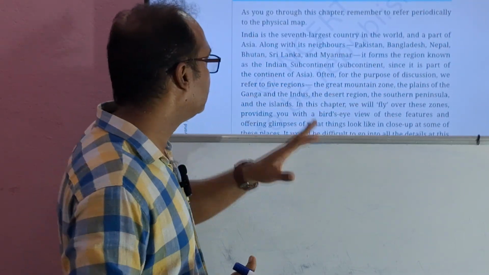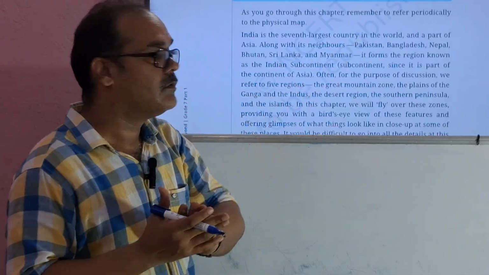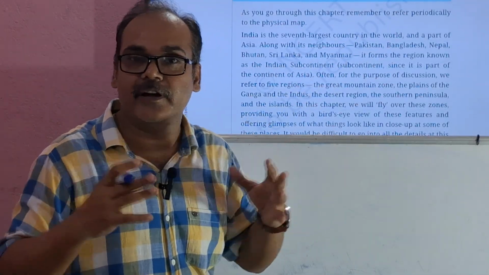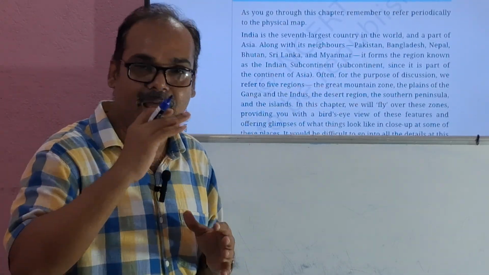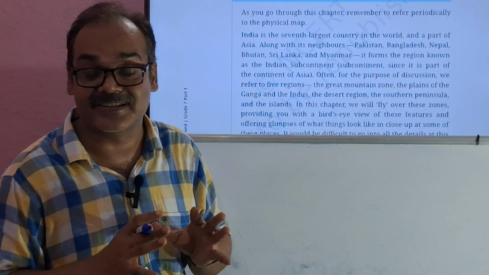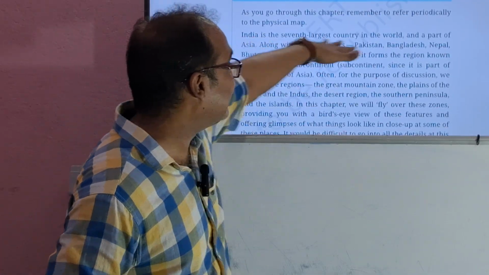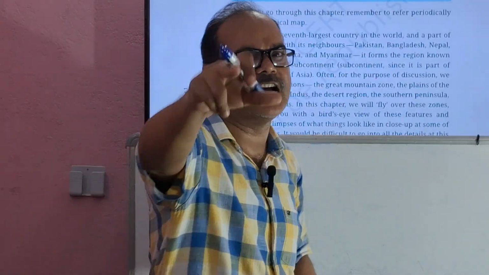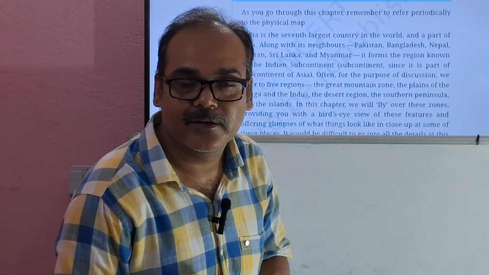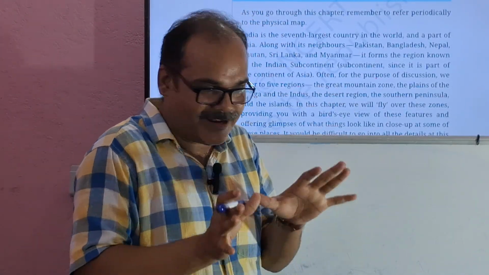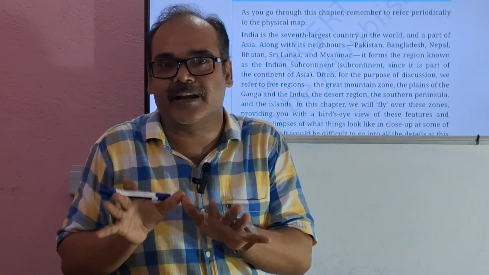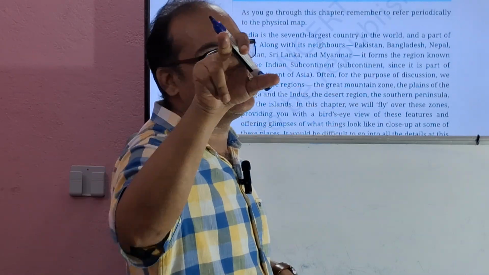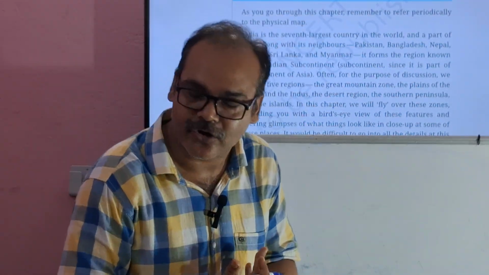What is the size of India? At what rank does it stand? India is the seventh largest country in the world and a part of Asia. And that's why India is called a subcontinent. Got it? So we call it the Indian subcontinent because it is part of the Asian continent.